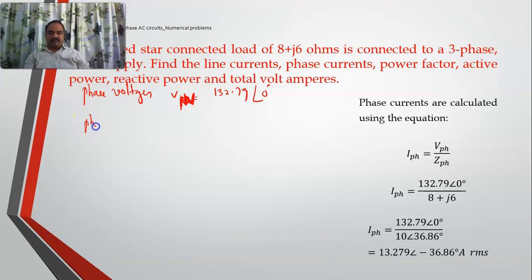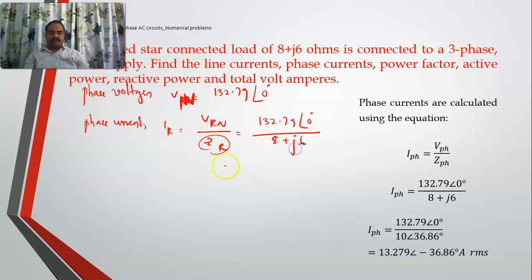Now, if I want phase currents, if I want IR, what should I do? VRN by ZR. What is VRN? It is 132.79 at an angle of 0. What is the phase impedance? It is 8 plus j6. Now you convert this into polar form.